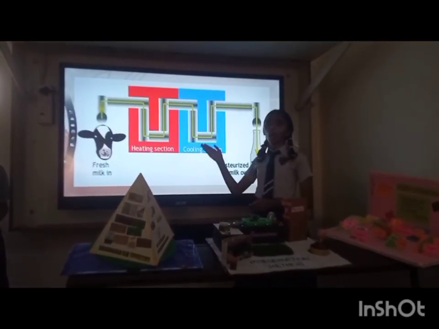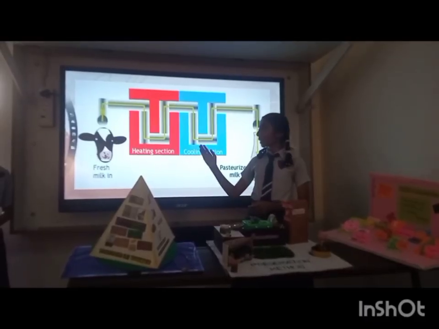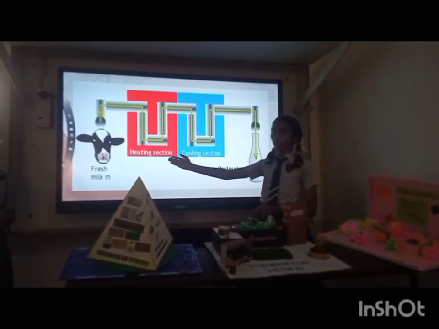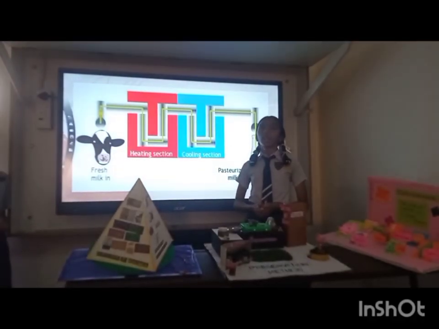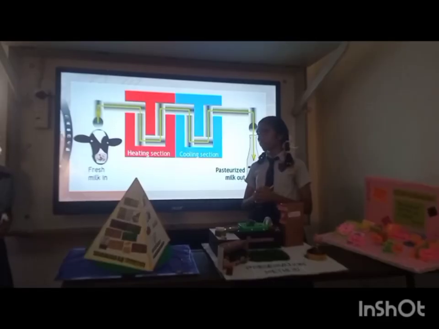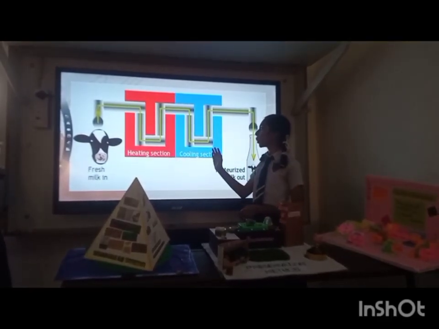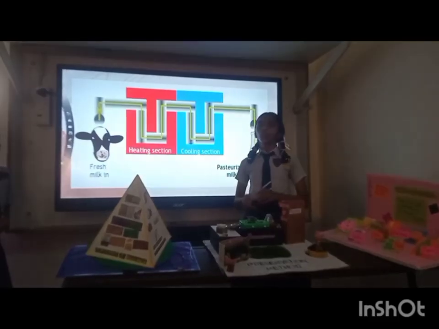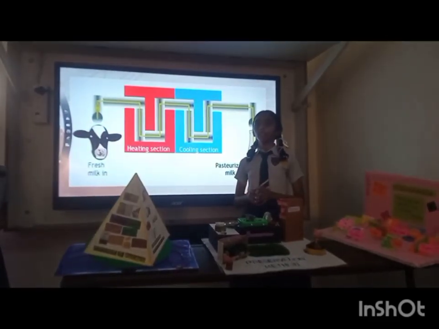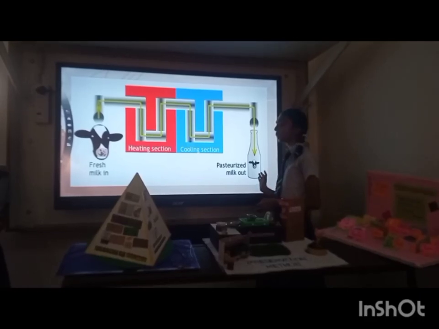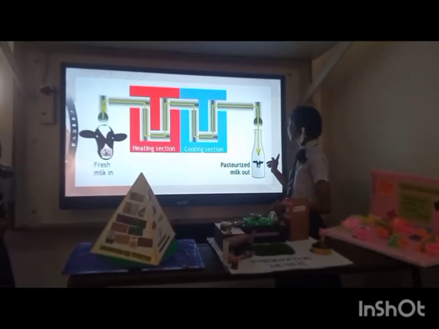This is the diagram of pasteurization with the example of milk. Fresh milk from the cow enters the heating section. There it is heated to around 70 degrees Celsius for 15 to 30 seconds. Then it enters the cooling section, where it is cooled to around 0 to 10 degrees Celsius to prevent the growth of bacteria. Then it is stored in sterilized bottles or in pouches.